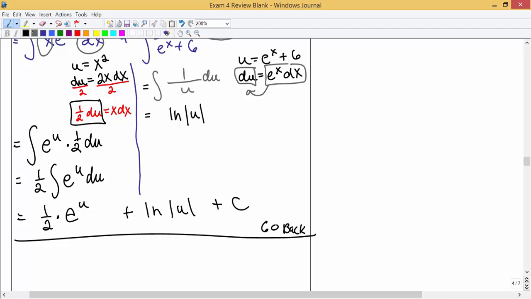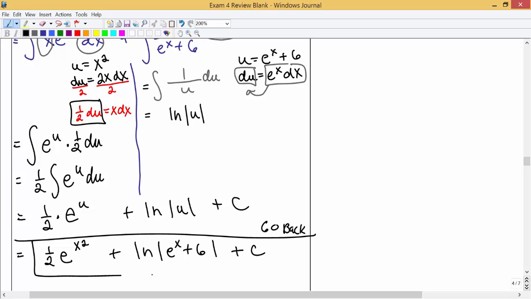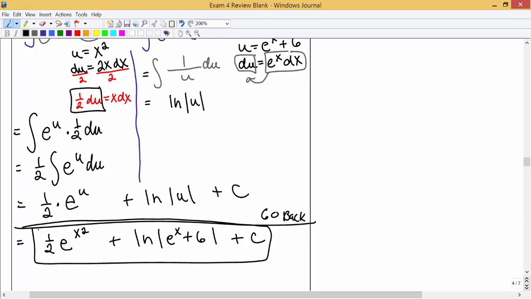So we're going to go ahead and represent what u is for the first part. That would be 1/2 e to the u power. The u power here for the first one was x squared, plus ln of, in the second part, u represented e to the x plus 6. And then we'll include our constant of integration. So we end up with 1/2 times e to the x squared power plus ln of e to the x power plus 6 plus our constant of integration c.